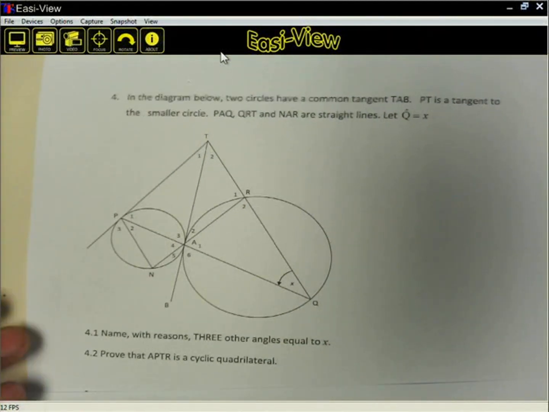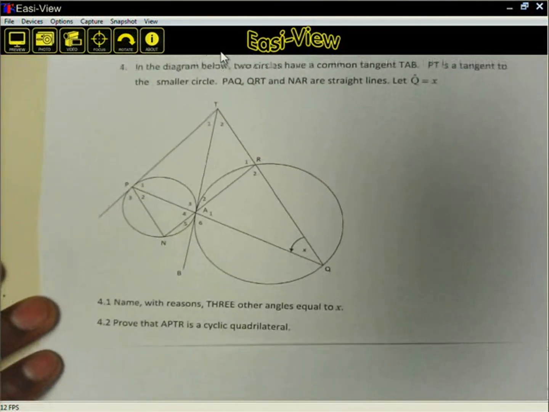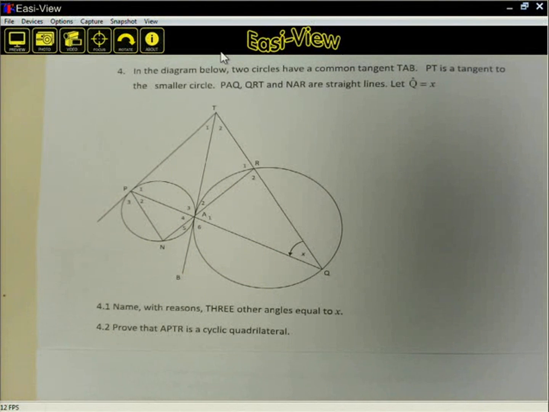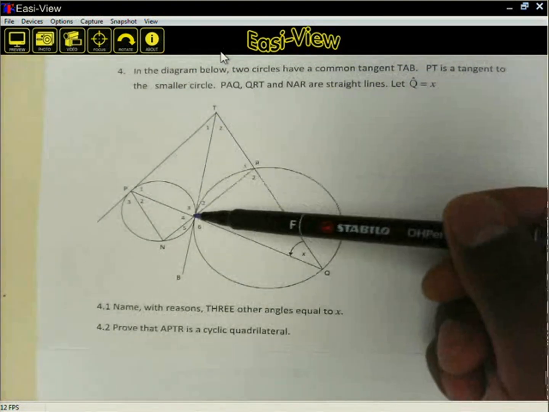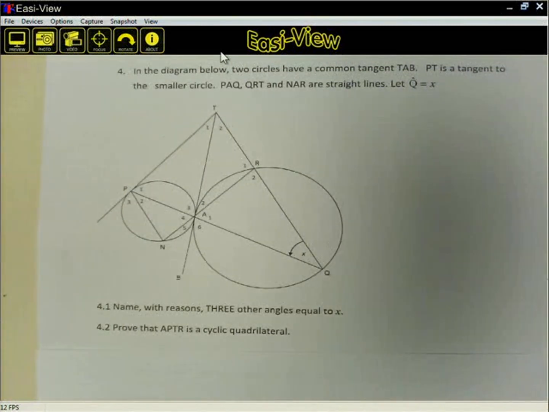Thank you. Here is the exercise. It reads, in the diagram below, 2 circles have a common tangent TAB. PT, this PT is a tangent to the smaller circle.